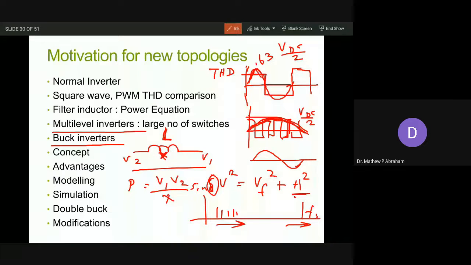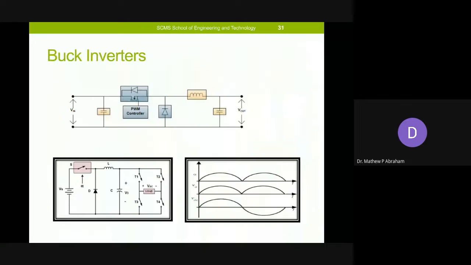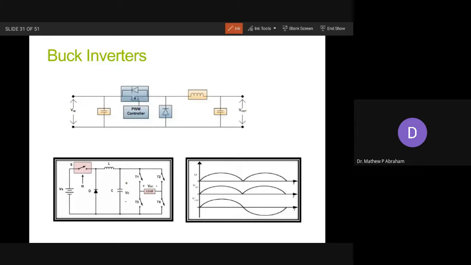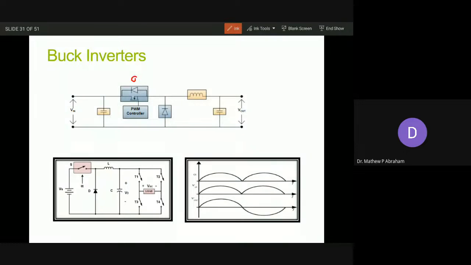Let us see what a buck inverter means. It is nothing but making use of a buck converter and making it work as an inverter, right? We know that by changing the duty cycle of the buck converter, we can change the value of the DC output voltage. But what we are going to do is change D continuously. The duty cycle is changed in a sinusoidal manner.